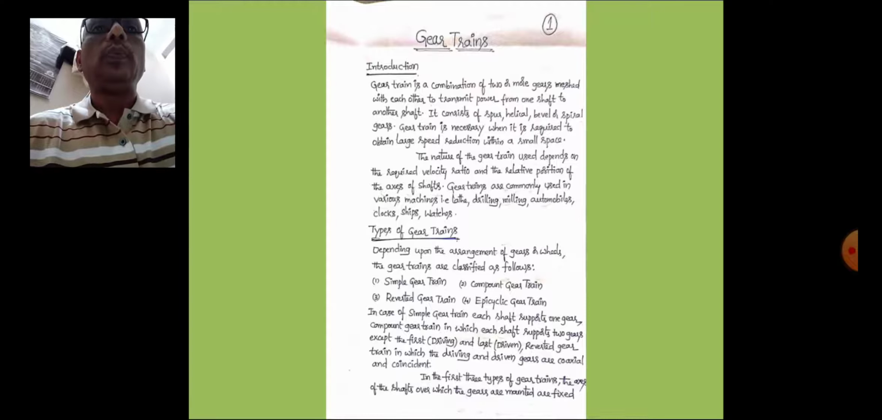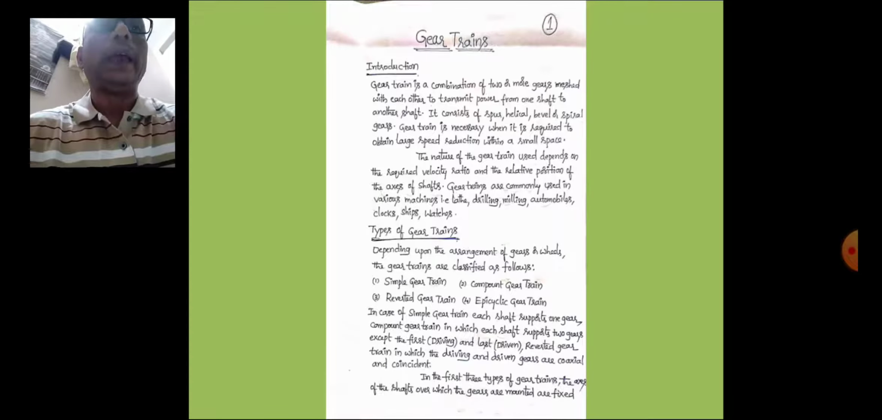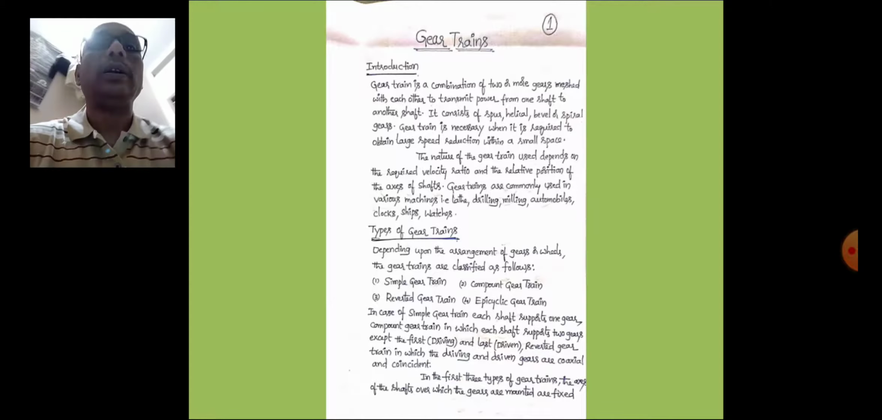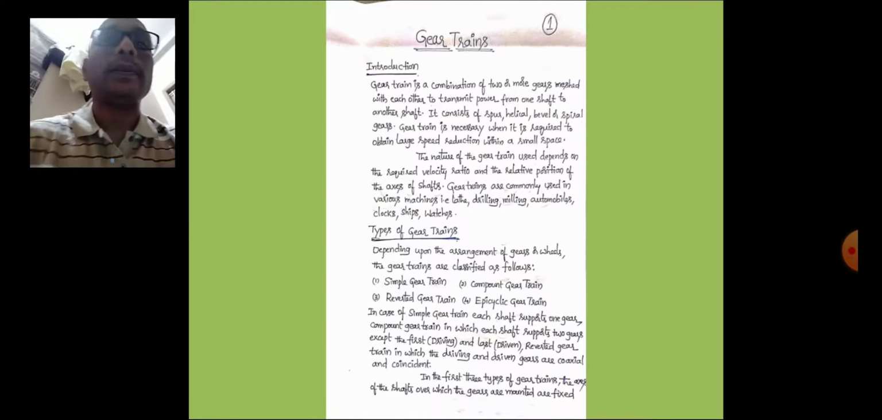I am going to begin module number 5. As I said, after completing the simple mechanisms and the straight line motion mechanisms, I have informed you that I am going to begin module number 5, that is gear trains. The topic of the module is gear trains.